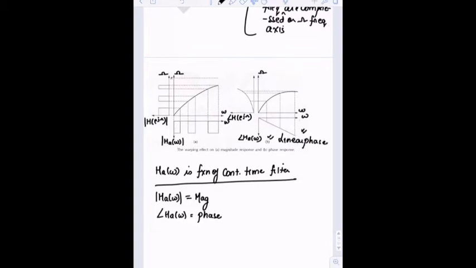Okay, so we are talking about the continuous time system. Here the magnitude plot is like this. It is non-zero over these frequencies, non-zero over these frequencies, and non-zero over these frequencies, and it's a linear phase curve as we can see here.